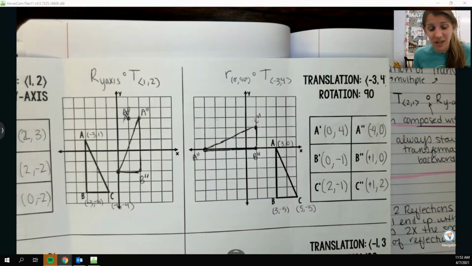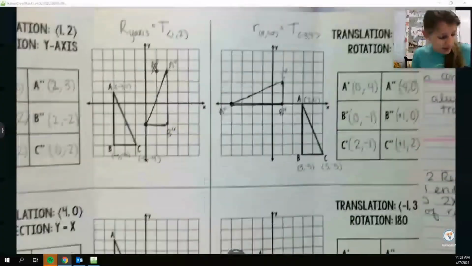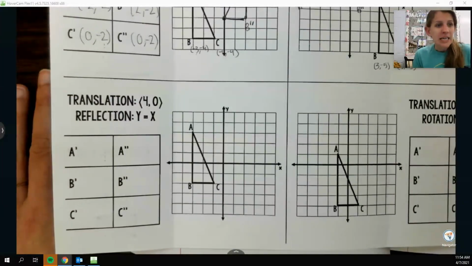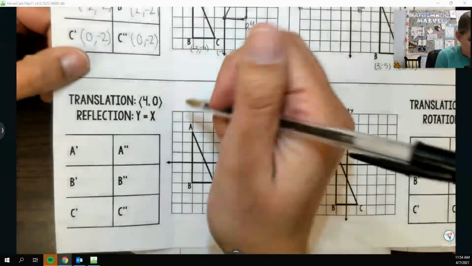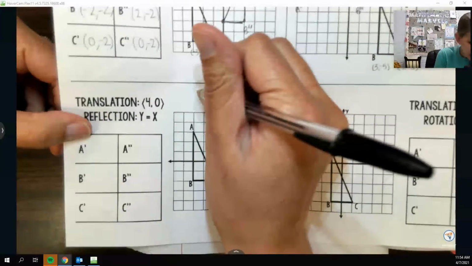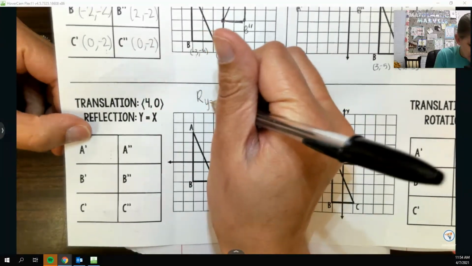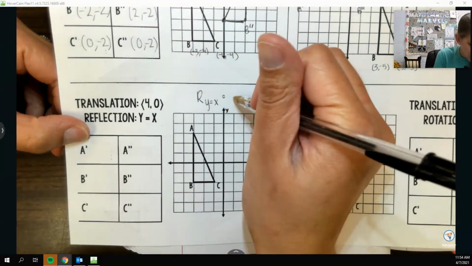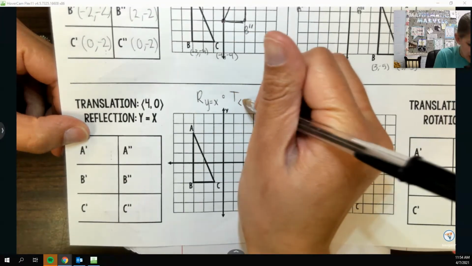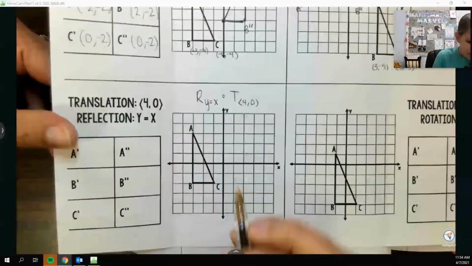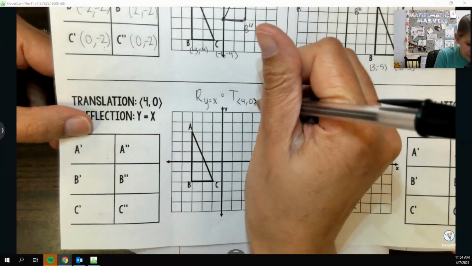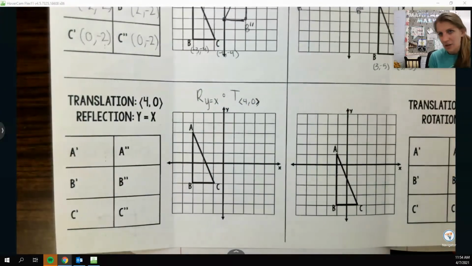Sorry, this video is getting real long. If you feel good about it, you can skip these last two, but I'm going to keep going. So here we go. We're going to translate, then reflect. But if I was writing this out in correct notation, I would reflect, composed with a translation. Those are like vector things if you take physics.